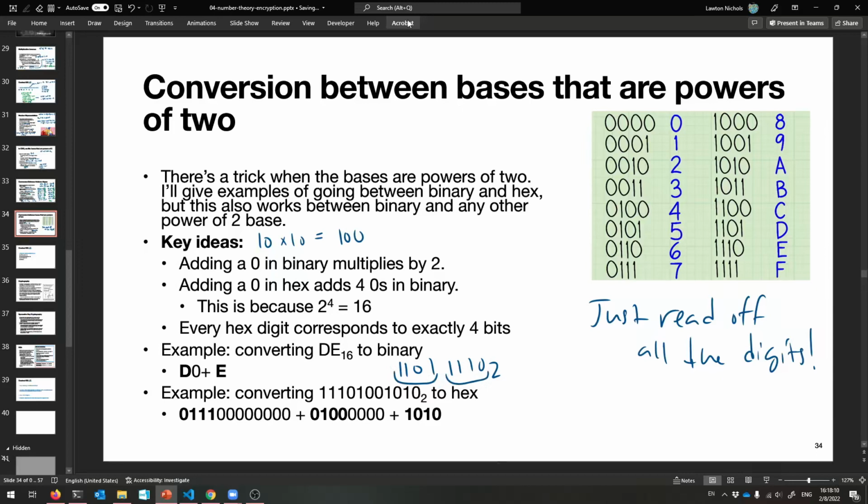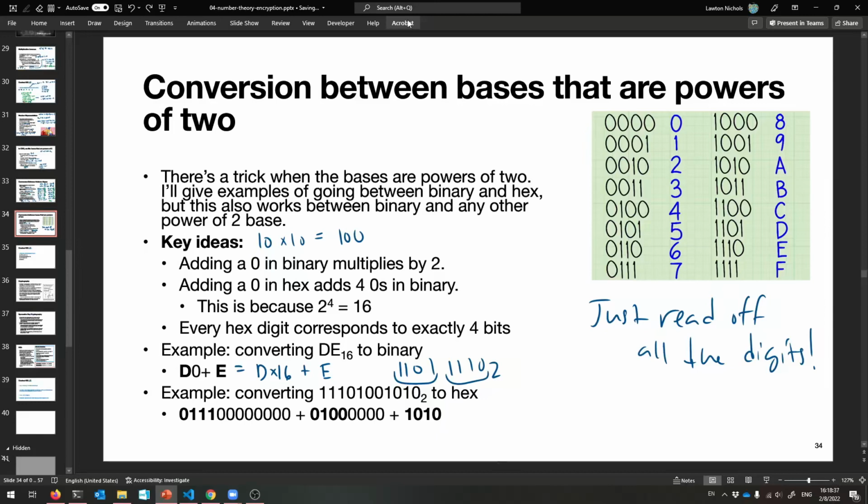And the reason this works is because DE is D0 plus E. Add a 0 in hexland, that's D times 16. So that's this with 4 zeros at the end, plus whatever E is, and we left 4 zeros to be replaced with whatever E was. So definitely try that out. That is really the trick, all right?